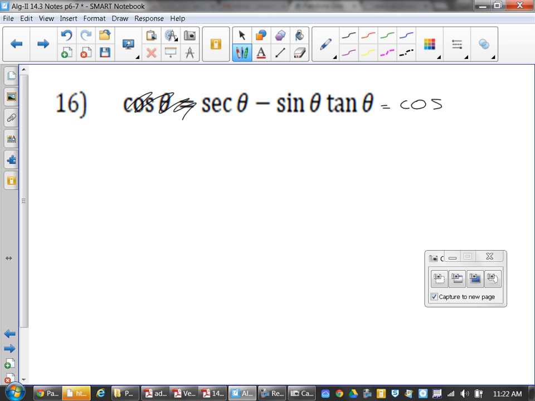I'll make sure you have to go left to right, because going right to left, going from a cosine to turn it into secant minus sine tangent, good luck with that. If you go this way, it's very fast. You write in terms of sines and cosines and get a common denominator. You wind up with 1 over cosine minus sine squared over cosine, which is 1 minus sine squared, which is cosine squared over cosine. If you go the other direction, it's so much easier. I promise I won't make you do that. Everything I set up for you on the test is always going to go from left to right.